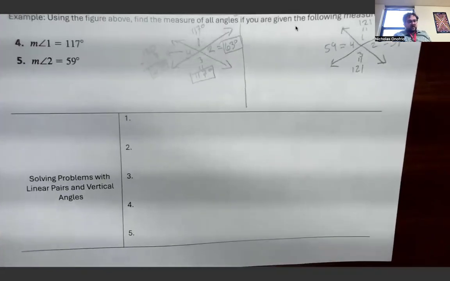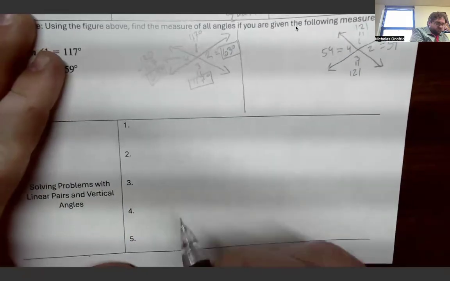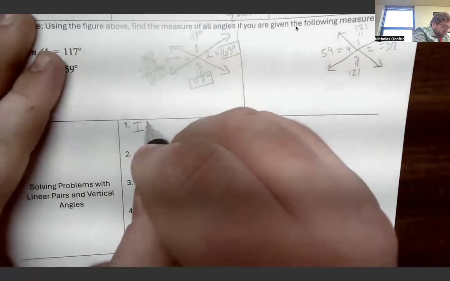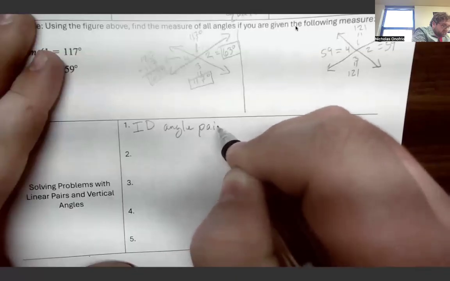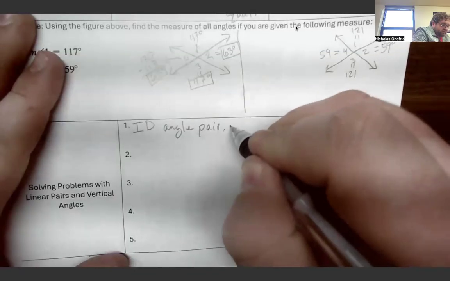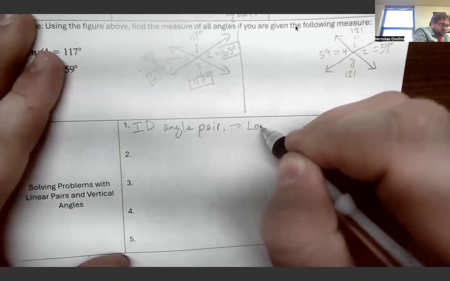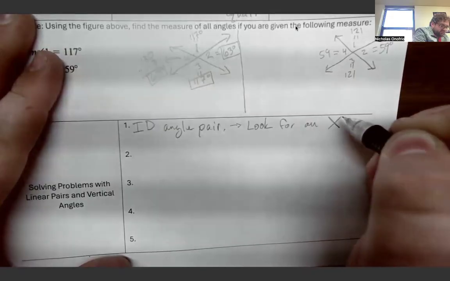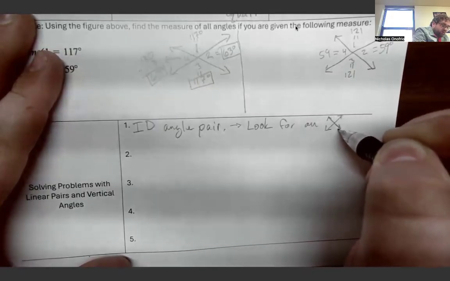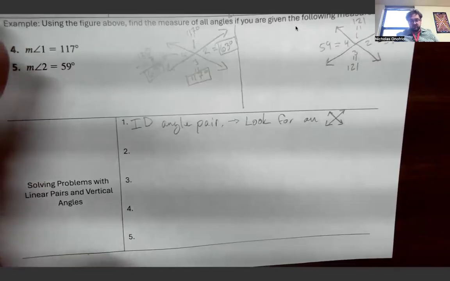Good news, we do have pretty similar problem steps to last time. First things first, we always start by IDing the angle pair. Vertical angles are easy because if you have vertical angles, you are looking for an X. If you have an X, you probably have vertical angles.